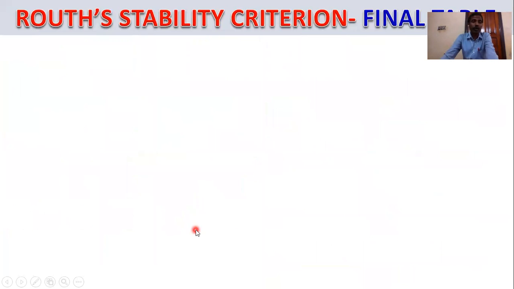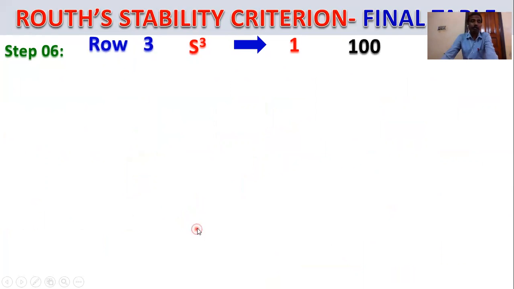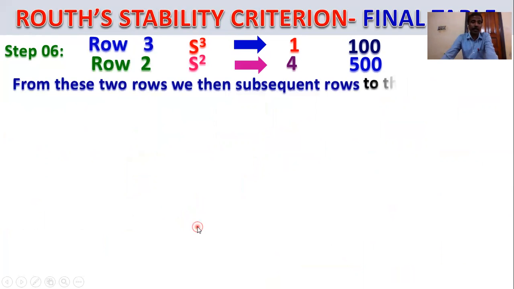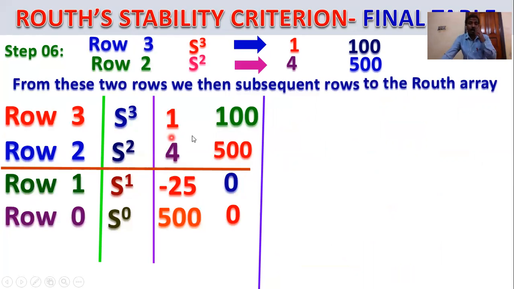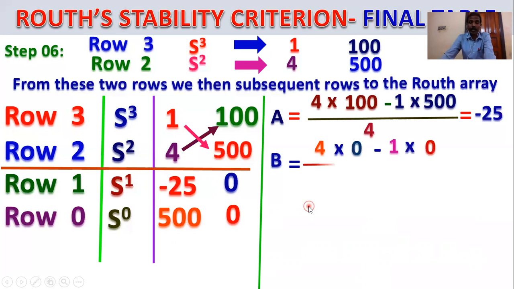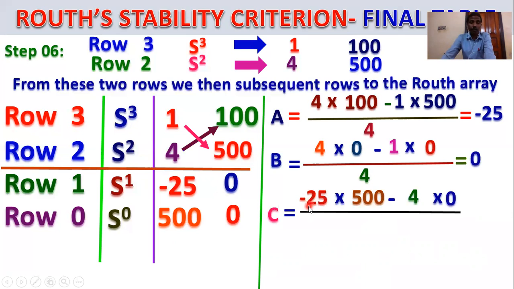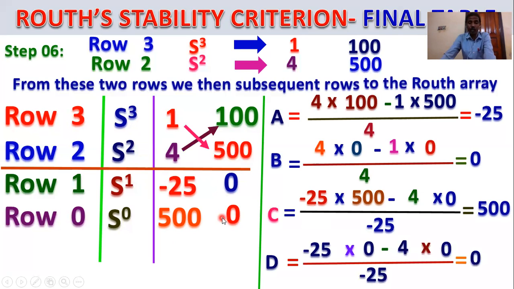Then put A, B, C, D into the final table. This is the final table: S cube, 1, 100; S square, 4, 500; S to the power 1, minus 25, 0; and S to the power 0, 500, 0. This is the final Routh table, where A equals minus 25, B equals 0, C equals 500, D equals 0.